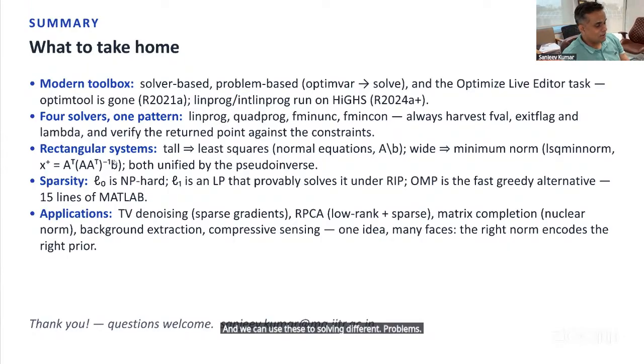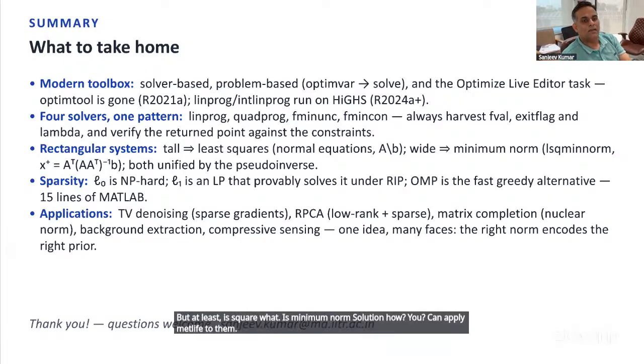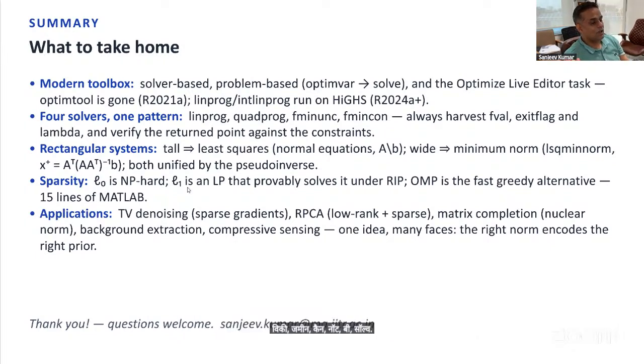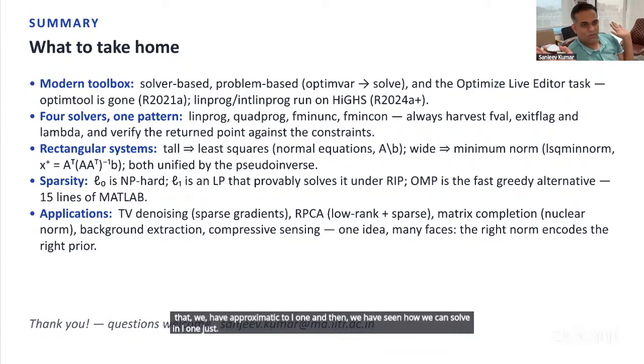In the next stage, we have learned how to solve rectangular systems, what is least squares, what is the minimum norm solution, how we can apply MATLAB to them, and then from L2 to L1, and then we moved to L0, which is NP-hard and cannot be solved directly. For that, we approximated it by L1, and then we saw how we can solve it in L1, just writing 15 lines of MATLAB.